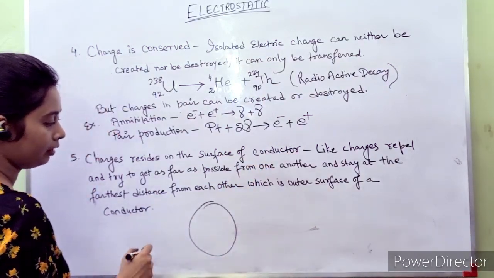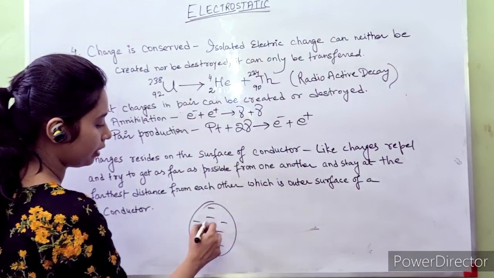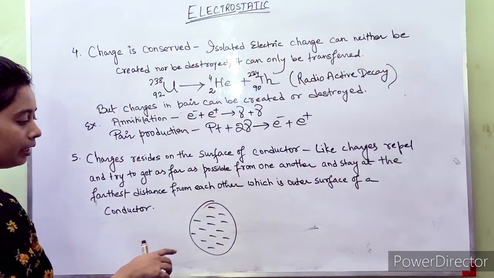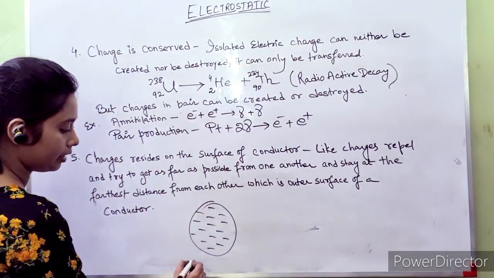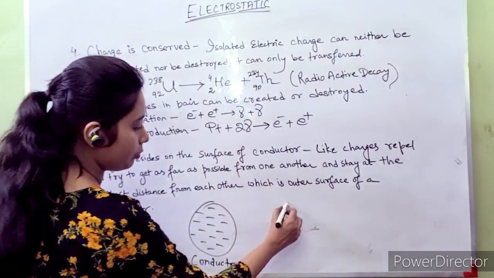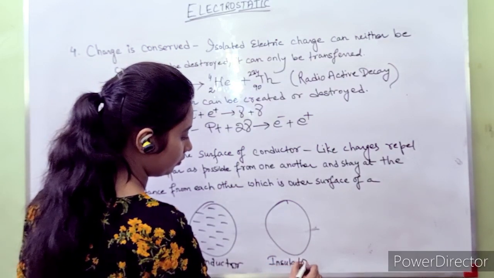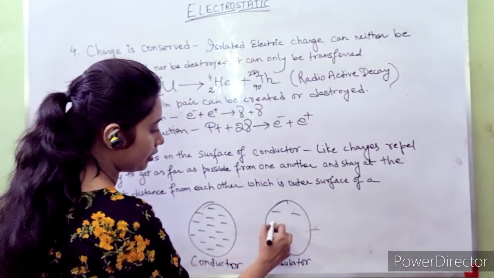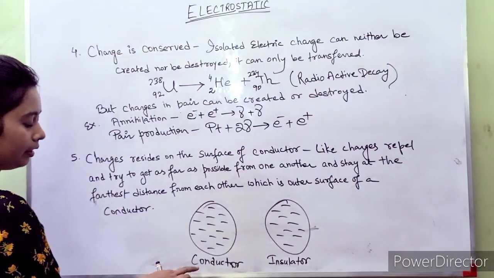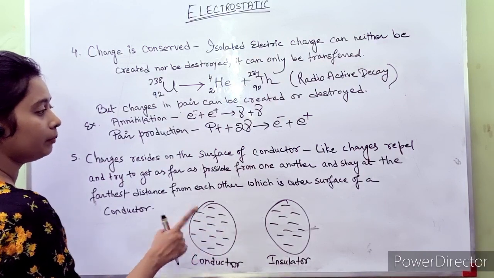Okay, next one is charges reside on the surface of a conductor. This is a conductor. Assume that I have given some charges to this conductor. This is a conductor and this one is an insulator. I have given charges to both of them. What will happen in case of a conductor? The charges have the freedom to move.